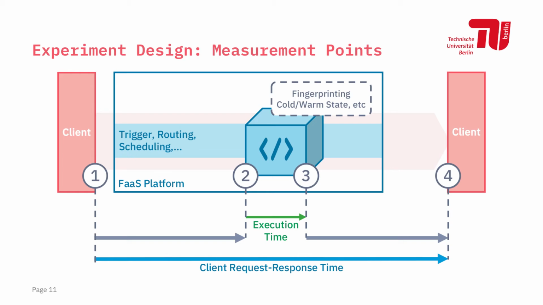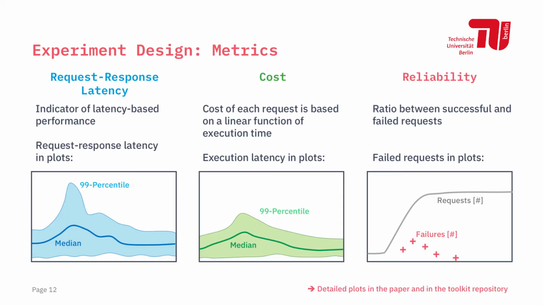We also employed a number of other measurements. Specifically, we tried to fingerprint the host and runtime environment to find out how many hosts were used to process our workload and how many functions were deployed. We also checked the cold and warm state of a function, all that to get more detailed information. Based on these measurements, we extracted multiple metrics. Among them, the most important are request-response latency, cost, and reliability.